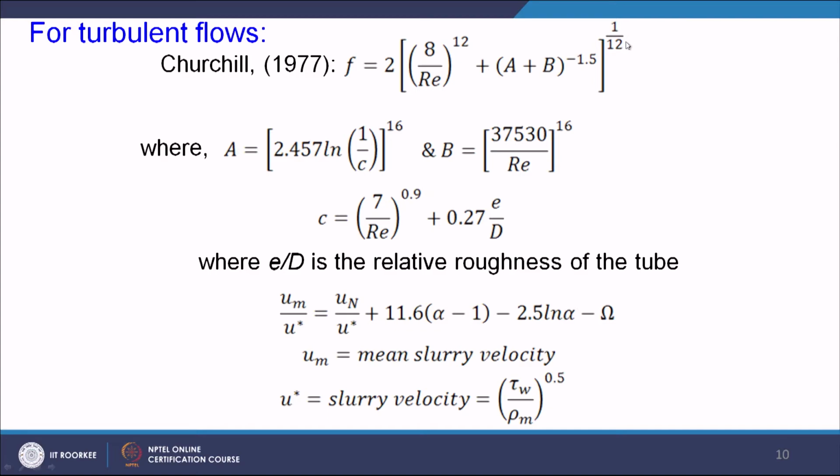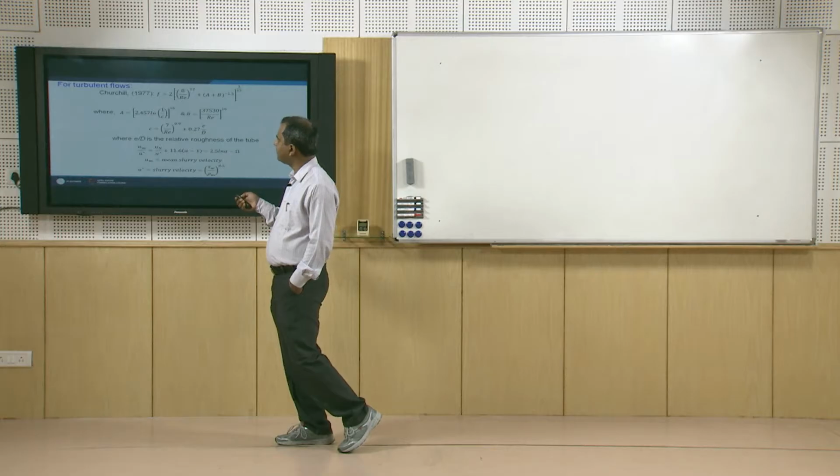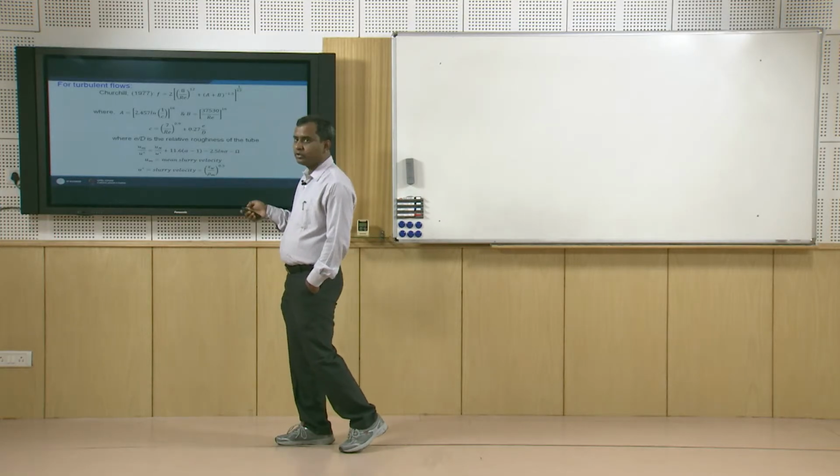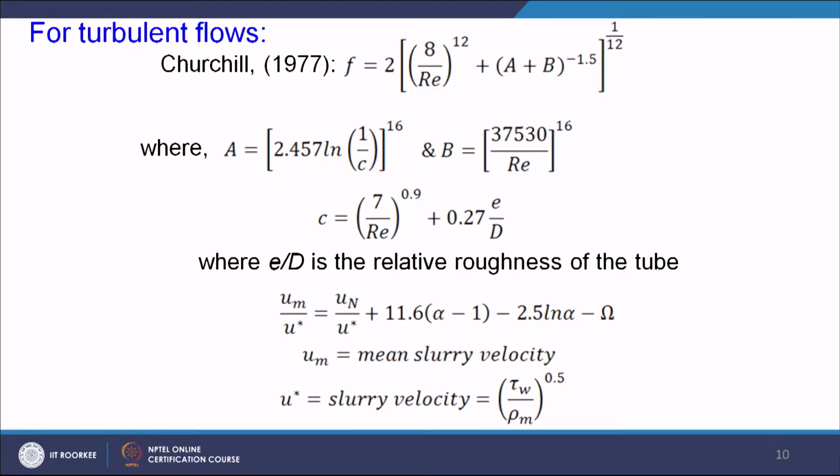Here A and B are actually given like this: A equals 2.457 ln of 1 by C to the power 16, and B is 37530 by Re to the power 16, where C is nothing but dependent on the Reynolds number and the relative roughness of the tube, e by D.